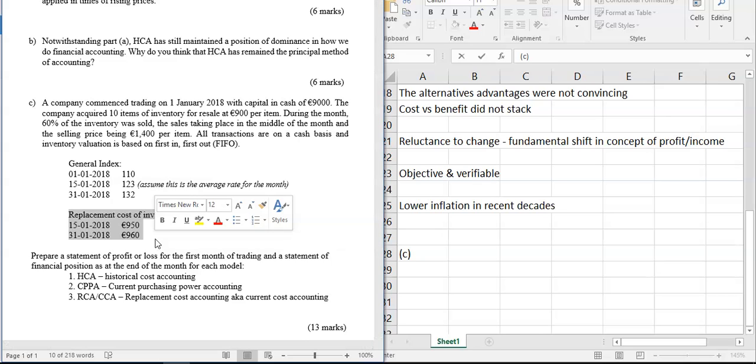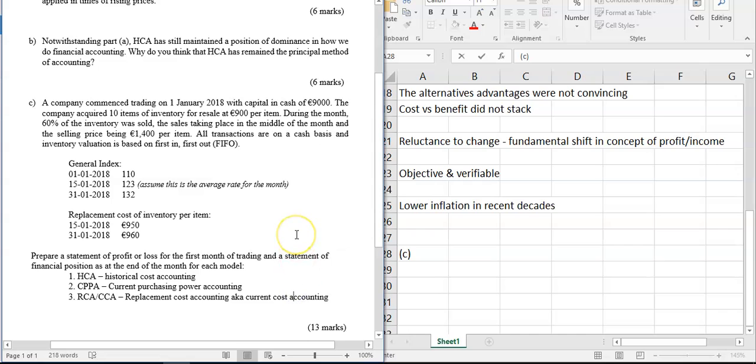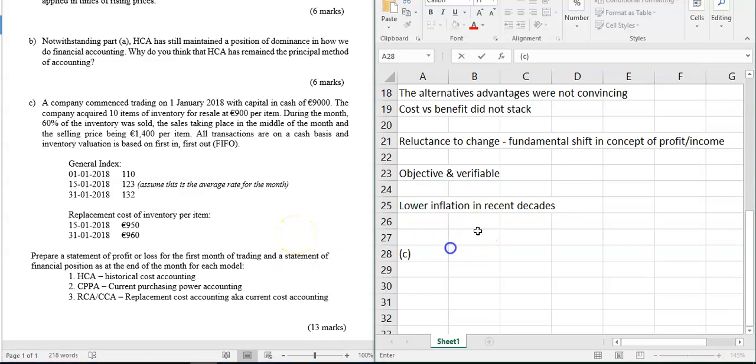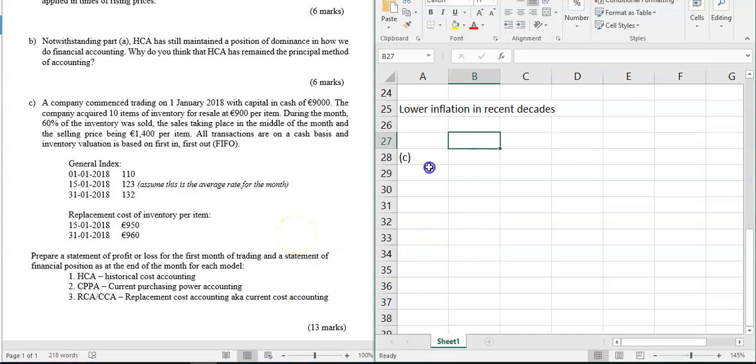And what you're asked is to do a profit or loss and a statement of financial position using the 3 methods. We would have done a similar type of question in class, in the in-class example. So just to see, can you work through and see what the financial statements, even basic ones, look like for the 3 different accounting theories. So let's start then with the statement of profit or loss.